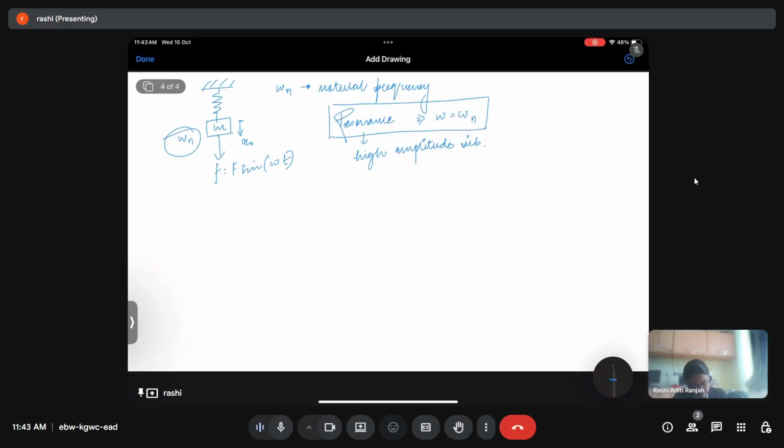Now, for this, our equation was very simple. M x double dot plus k x is equal to 0. Okay, before getting into damping, let me just give you a revision of how we found the natural frequency. Omega n was simply the square root of k by m.